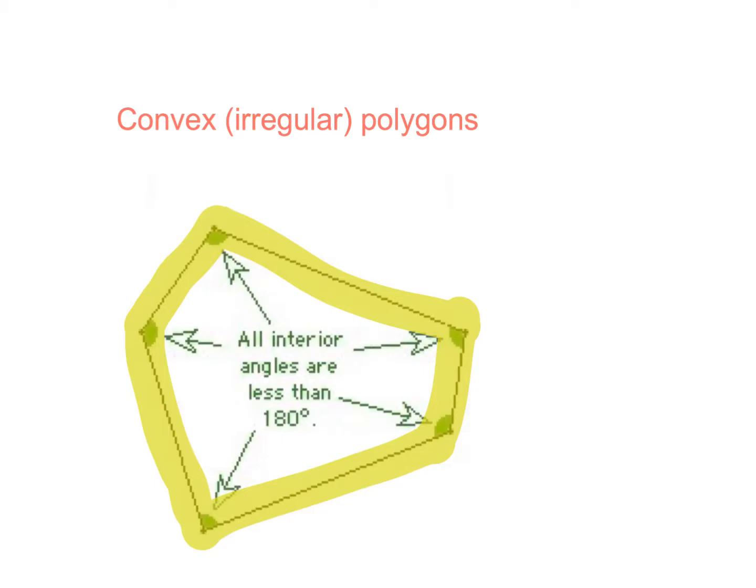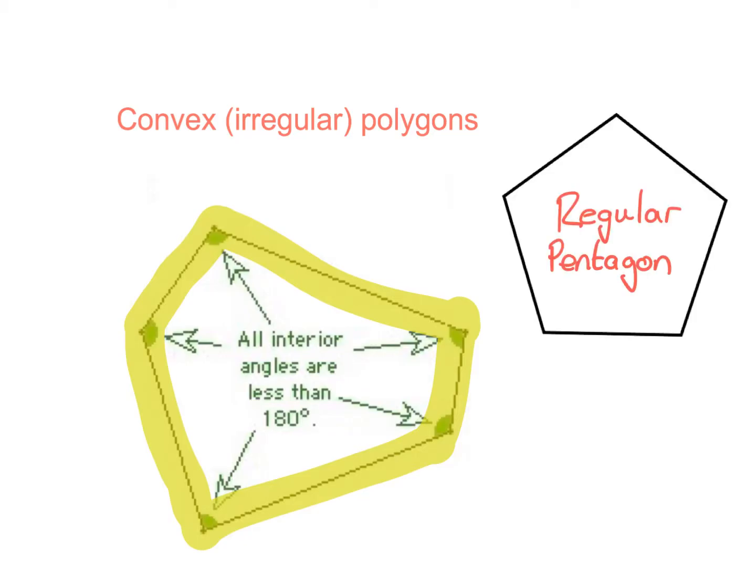That's its classification. Another important thing about irregular or convex polygons is that all of these angles, the interior angles of a polygon, must all be less than 180 degrees. That makes it a convex irregular polygon.